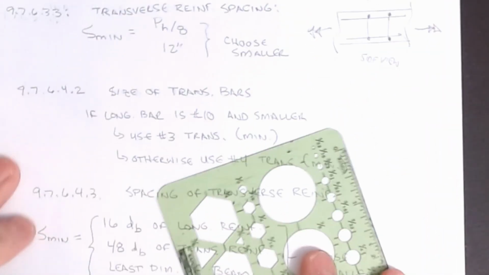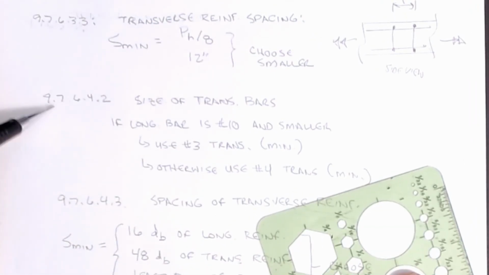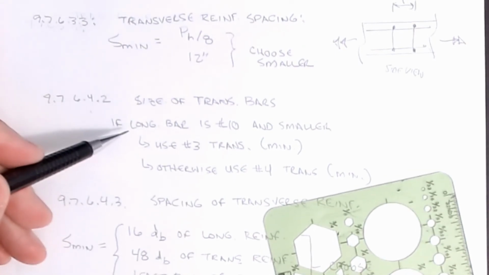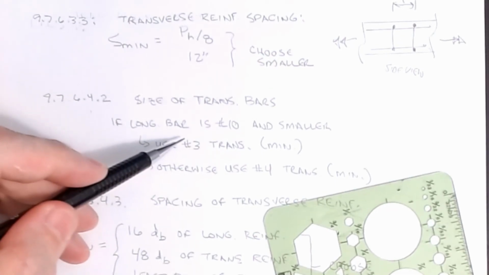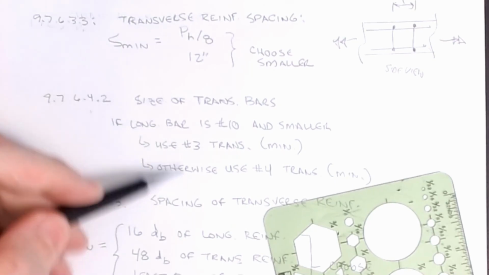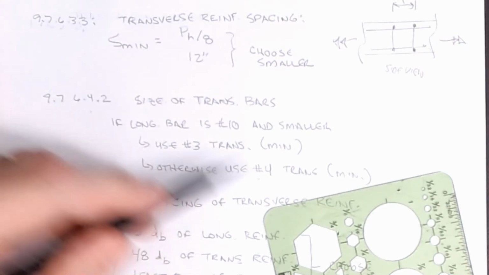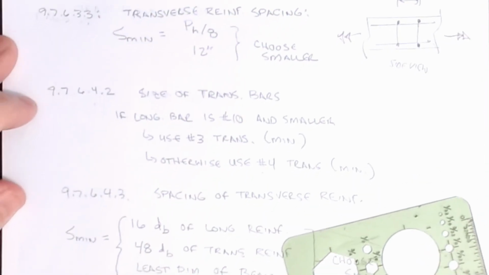There is also, in a similar section, a couple of requirements that come out of 9.7.6.4. The first one, in 4.2, says that if your longitudinal bar is a number 10 and smaller, the smallest stirrup you can use is a number 3. If you have larger bars than that, you have to use a number 4 as a minimum size for the stirrup. Generally that's pretty reasonable. That's what we saw with shear. It was the exact same thing.